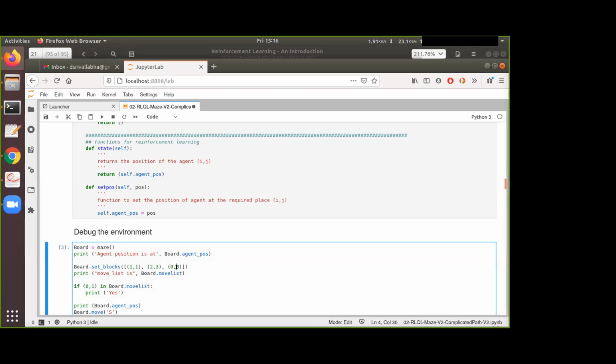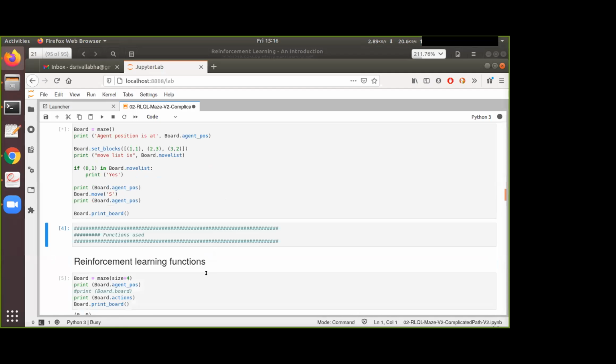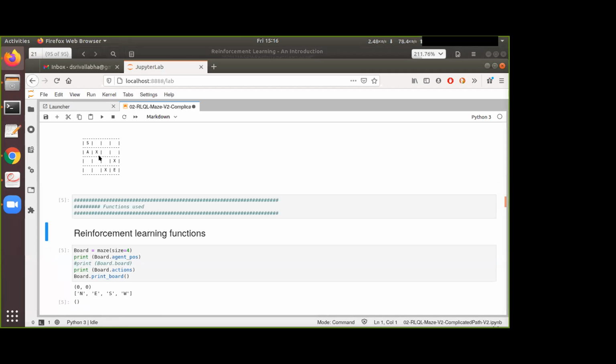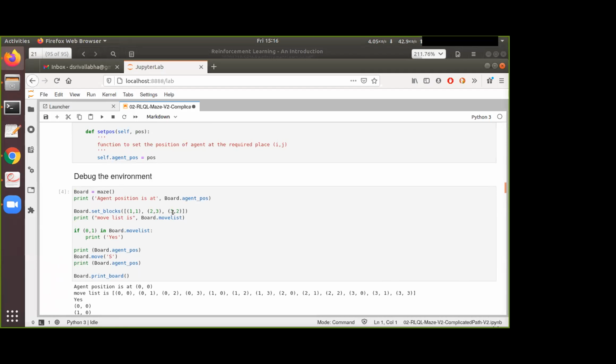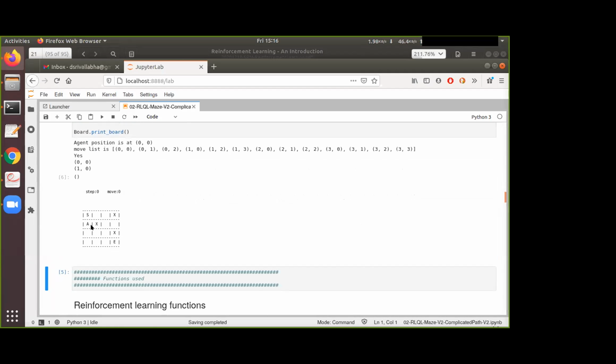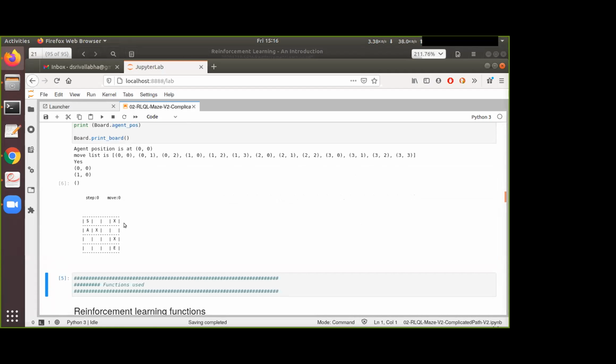If we change any number, we can always see that this will change. So let us say I move the blocks to 1, 1, 2, 3 and 3, 2. Now you see the block has changed. The 3, 2 block has come here. This is just to show that we are able to capture what is happening, or we are able to set the board properly. So there is a block now at 1, 1, 0, 3 and 2, 3.